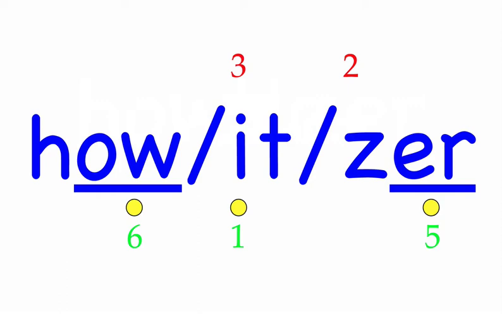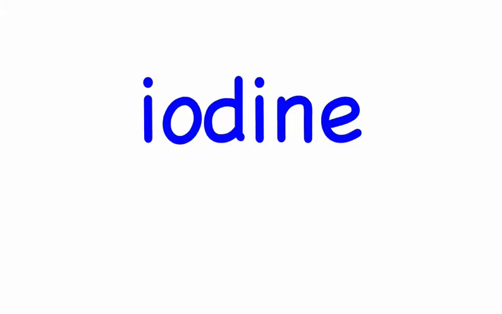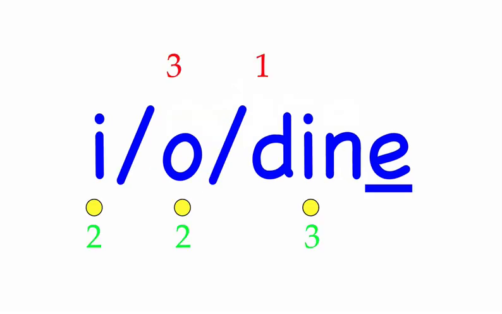Iodine. I take iodine as a medicine. Iodine. First syllable I. Second syllable O. Dine, three sounds. D, I, n. Iodine. Mark the word.